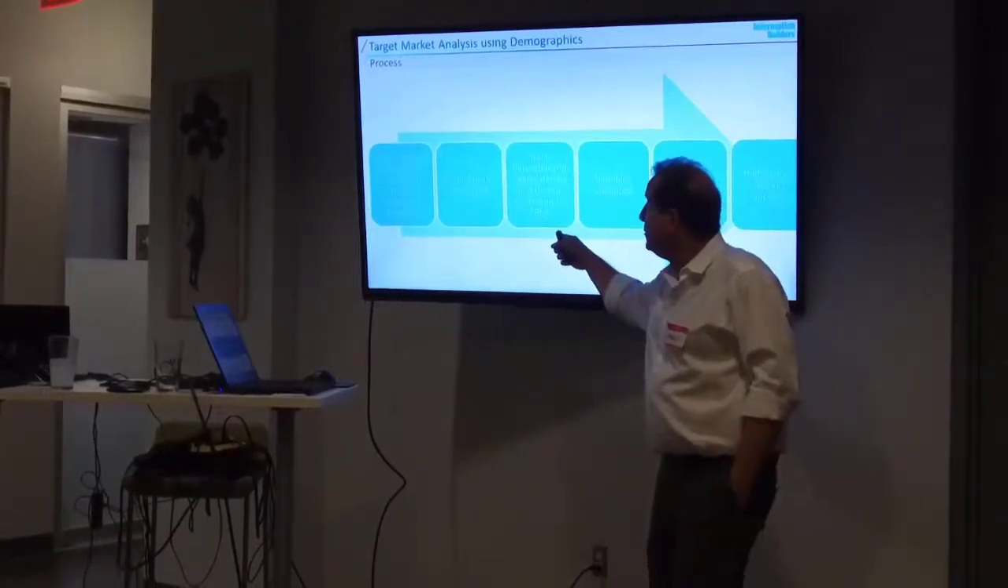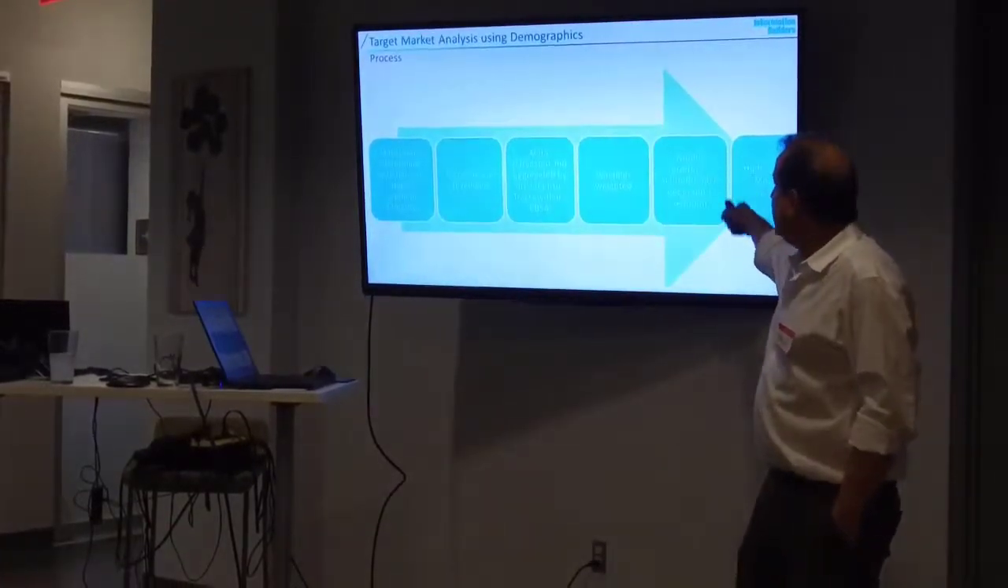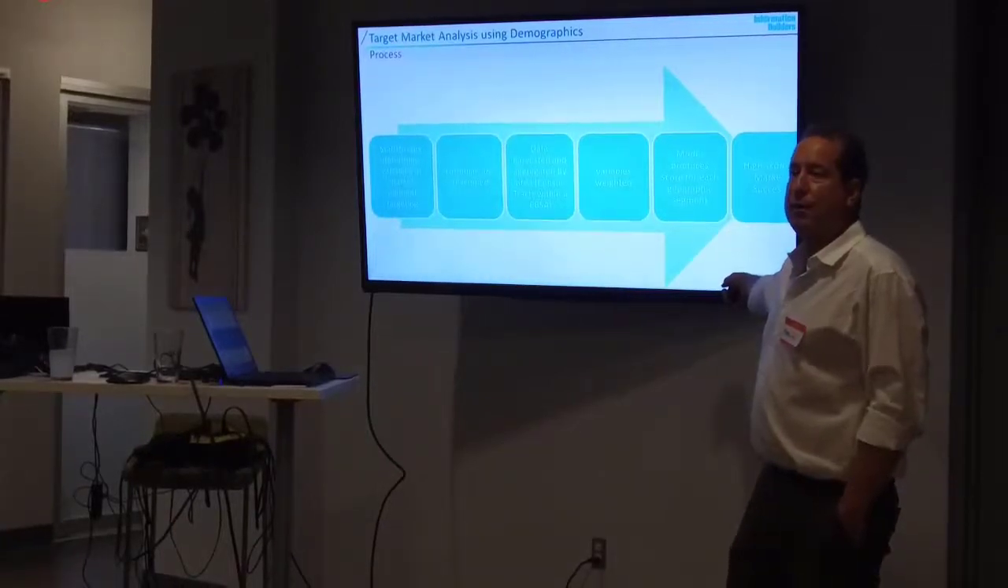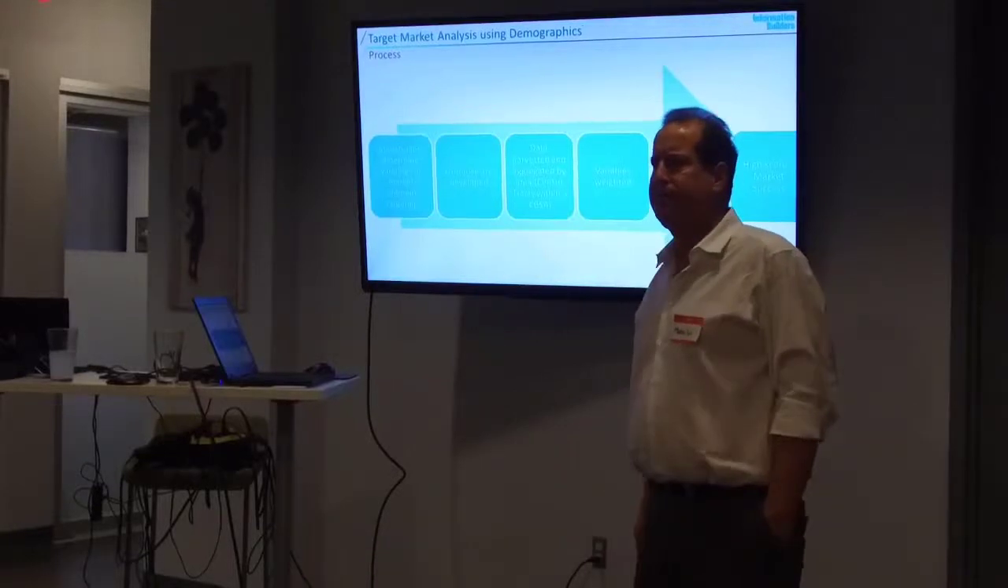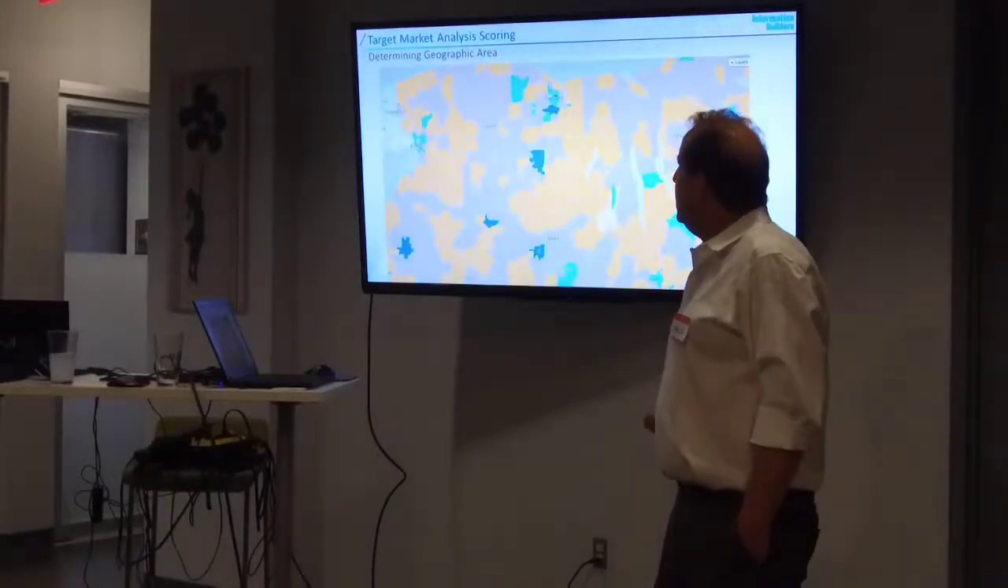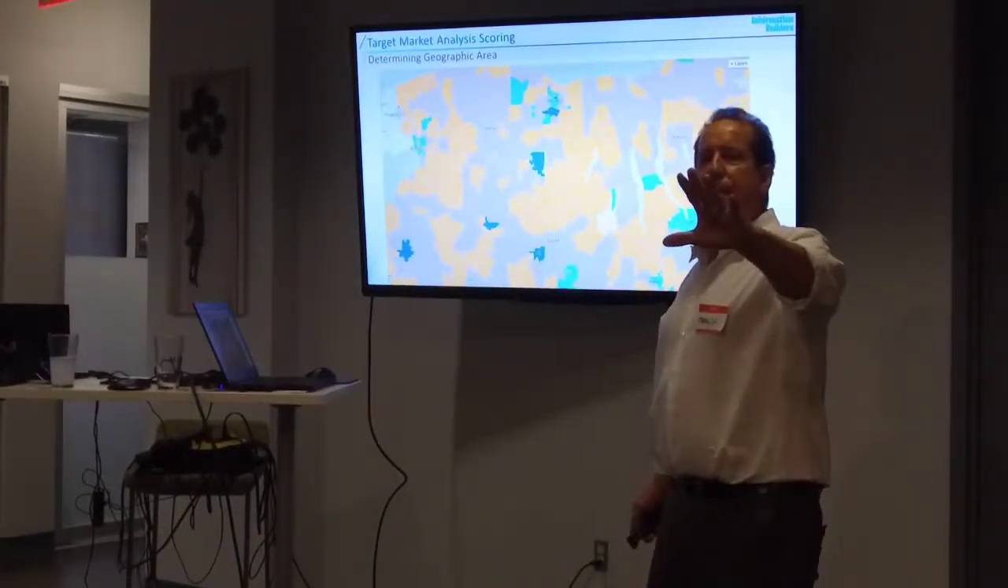Okay. The data is harvested and aggregated. The variables are weighted. The model produces a score. Okay, and then the high score equals market success. So how does that work out? First thing we did was determine the geographic area.